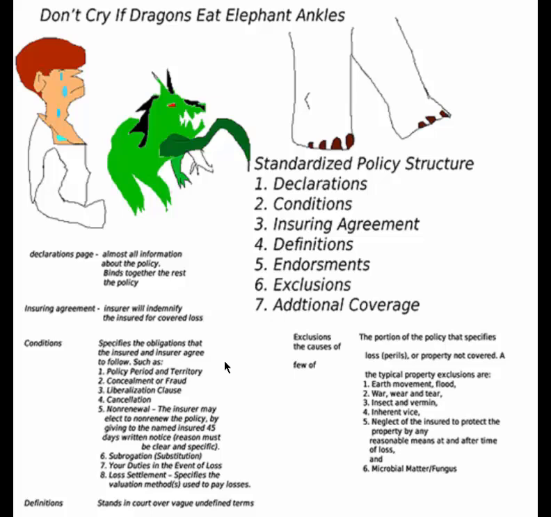And then a neglect of the insured to protect the property in a reasonable manner. And finally, fungus and germs and such. Like I said, there's more. But anyway, the basic standard structure is going to be don't cry if dragons eat elephant ankles.